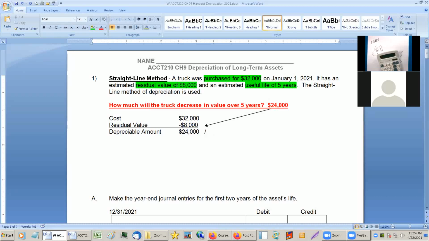Yep. So 5 years equals. So this will be the depreciation expense per year.